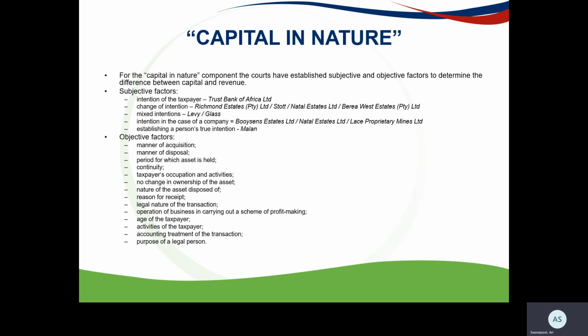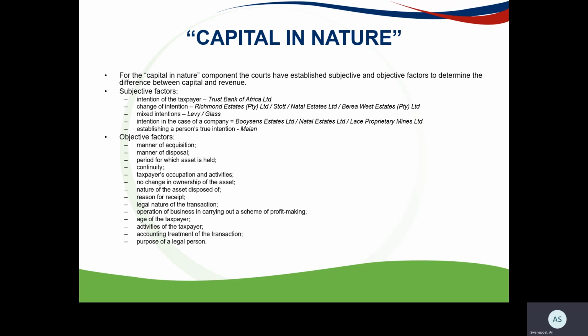So you must go have a look at all these cases and at least read through them and remember what the principles are that were established in those cases. Then, if the subjective factors do not indicate whether it's capital or revenue, they will also look at objective factors. And here's a whole list of them.